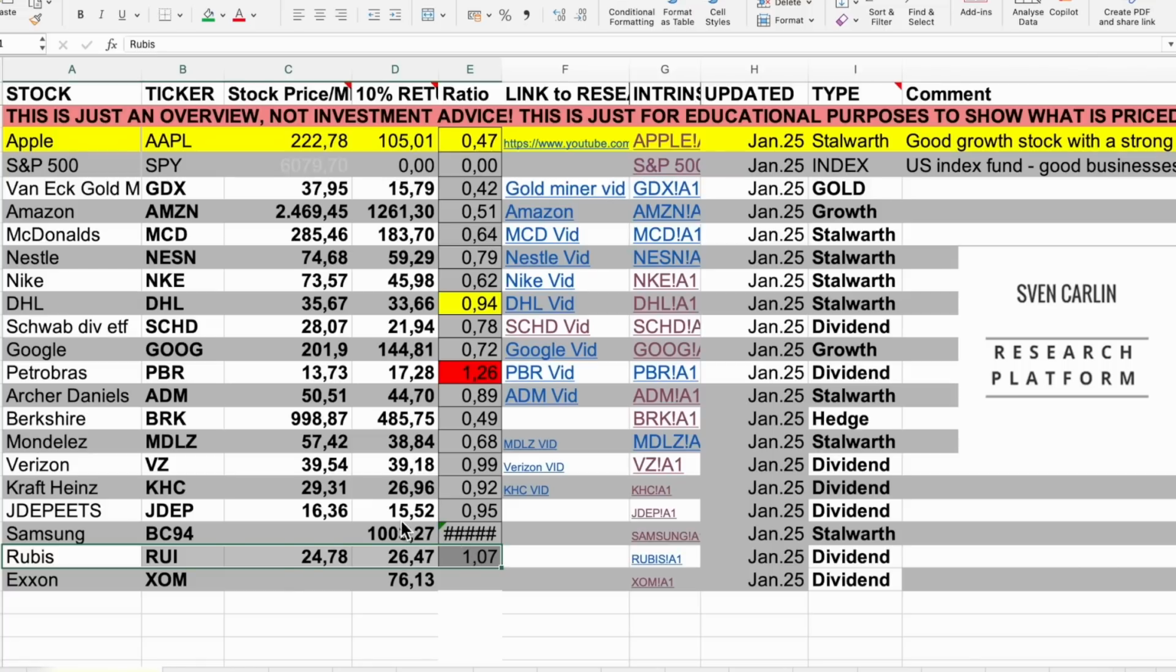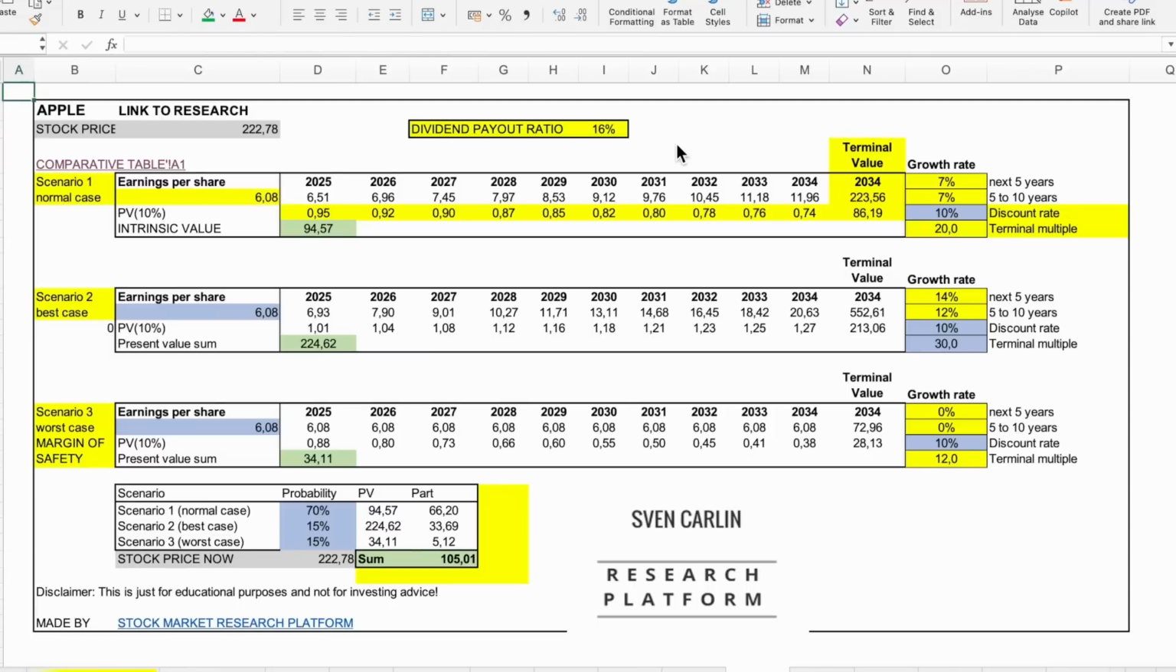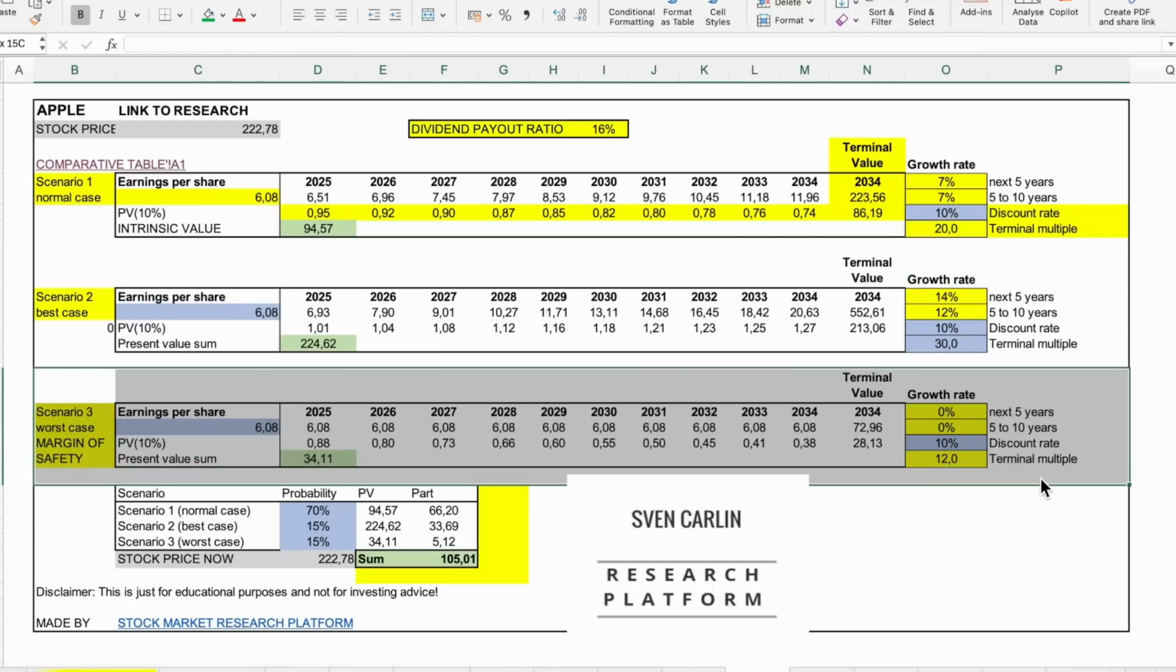Now, when it comes to margin of safety, it is also margin of error. At what price could I buy something so that I cannot lose money? When I discussed here the intrinsic value, I put scenario 1, the normal case, the best case, and also the worst case scenario. Now, from an educational perspective, yes, you look at what can happen in a normal case, what can happen in the best case, but keep in mind, margin of safety is worst case scenario: am I still good?